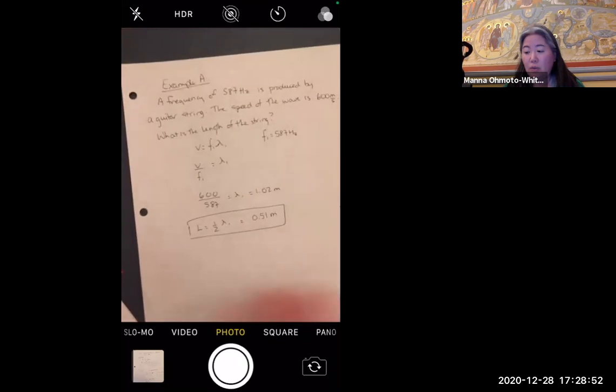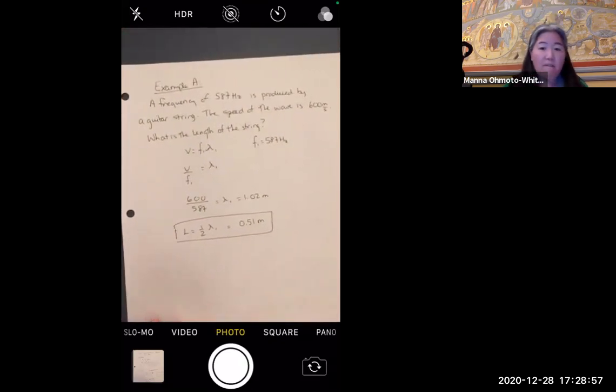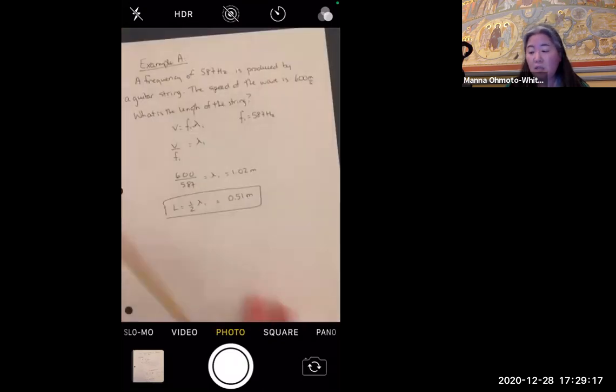So I can have a question that asks, if the frequency produced by a guitar string is 587 hertz, and the speed of the wave is 600 meters per second, what is the length of the string? The wave travels at 600 meters per second, and so I use velocity is equal to f times lambda. Frequency is 587. I rearrange to solve for lambda. So it's 600 divided by 587, which gives me 1.02 meters. That's my wavelength. The length of my string is going to be half that, or 0.51 meters.